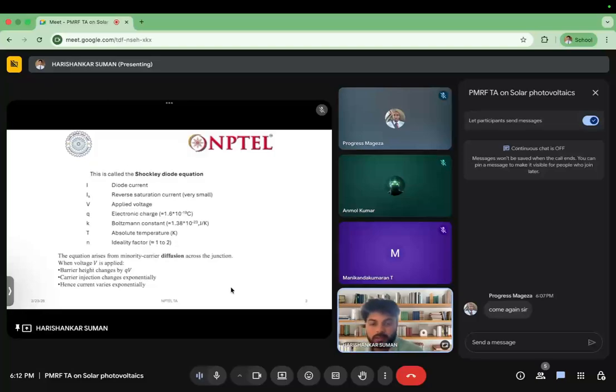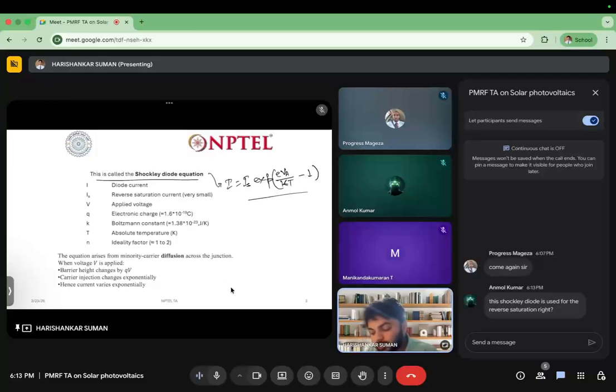Okay, so like that a question may be asked. So this is called the diode Shockley equation: I equals IS times exponential of VA upon kT minus 1. This is called the Shockley diode equation, where I is diode current, IS is reverse saturation current, very small, and V is applied voltage, VA or V.